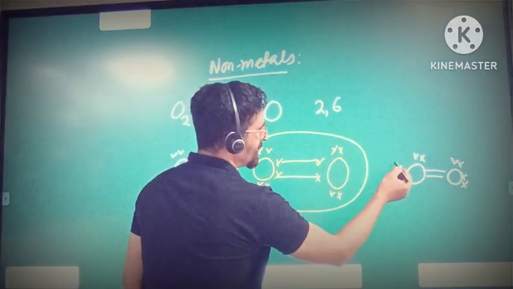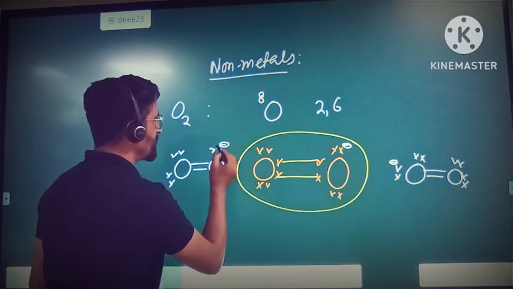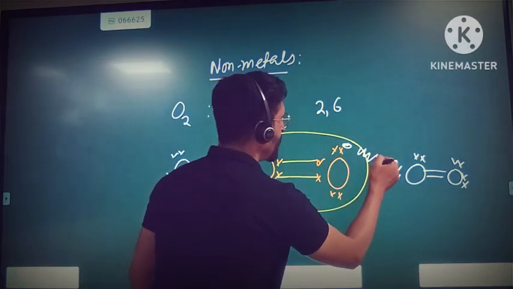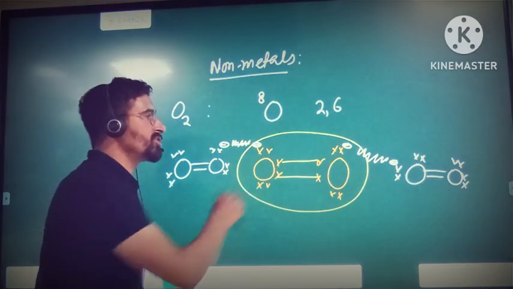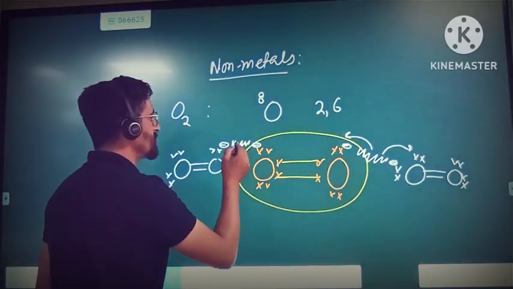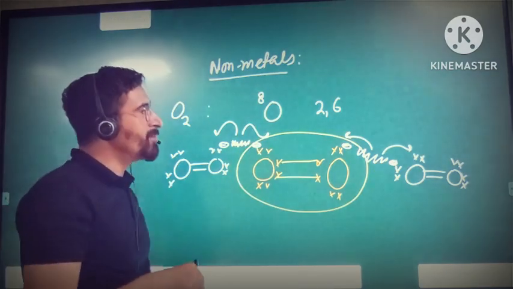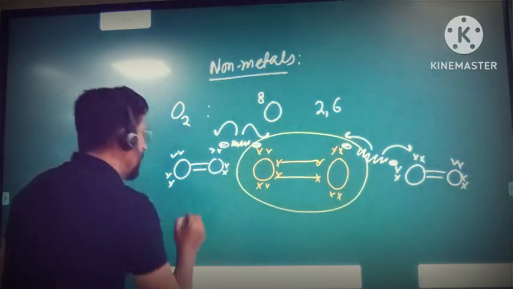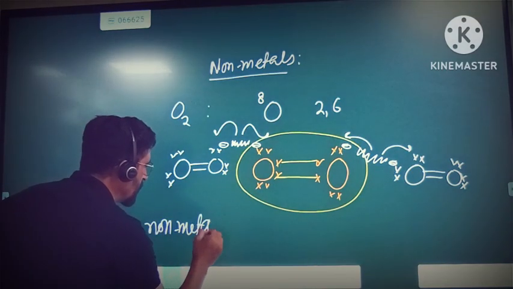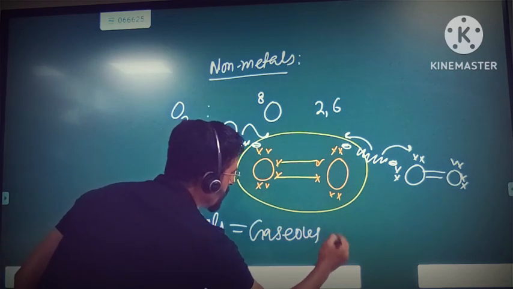You know that these lone pairs are negatively charged, these electrons are negatively charged. And what is the effect between negatively charged species? When they come close to each other, they repel each other. This will be going this way, this will be going that way. They hate each other and they go away from each other. That's why non-metals generally are found in gaseous form.